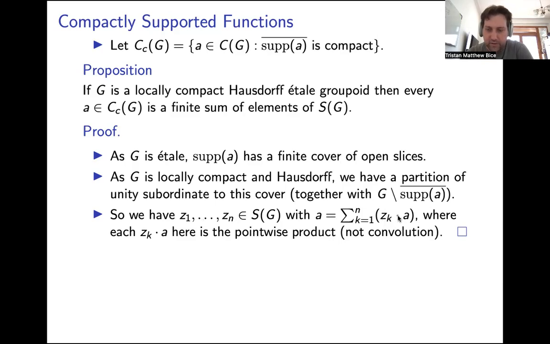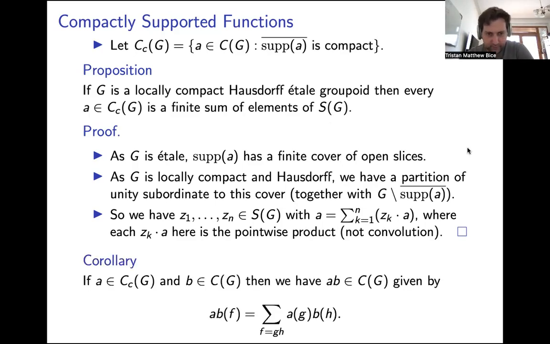The product here is not any kind of convolution product. This is just pointwise. I'm just saying at every point X, look at the value of ZK of X and multiply that by the value of AK at X, for any X in your groupoid. So we expressed it, and because these are supported on some open slice, the product is definitely also supported on an open slice. If this is 0, then the product is 0. So we have this nice finite collection of functions, and that's it. These are exactly the finite collection of elements of SG that you needed to sum to your element A.